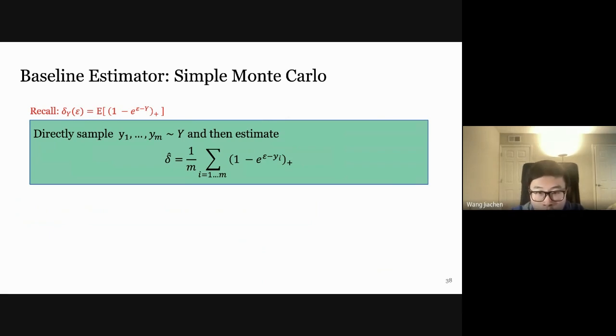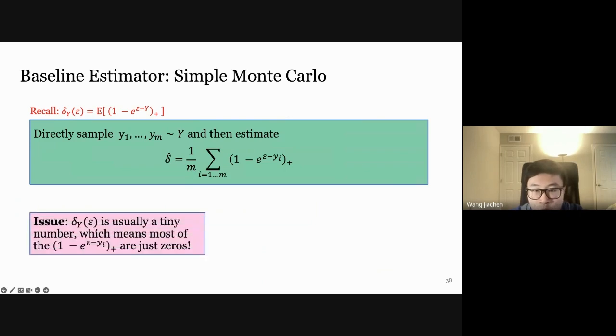So now let's look at how we can exactly obtain the MC estimate, this delta hat. The simplest way is playing the simple Monte Carlo, where we directly sample from the privacy loss variable and take a simple average over samples. The issue with this approach is that the true delta is usually a tiny value, like 10 to the -5 or even cryptographically small. So it is likely that by naively sampling from the privacy loss variable, almost all of the samples are smaller than epsilon, which means that this expression will be just 0 for most of the cases. So the computational efficiency will be very, very bad.